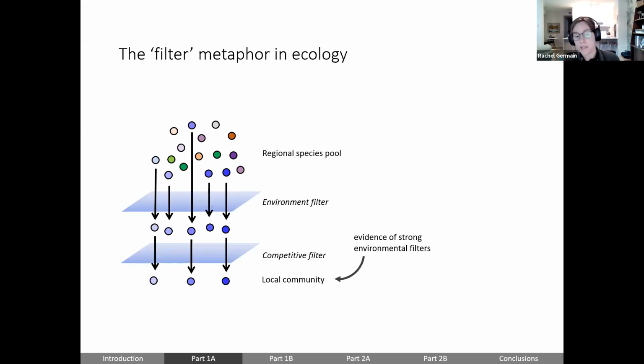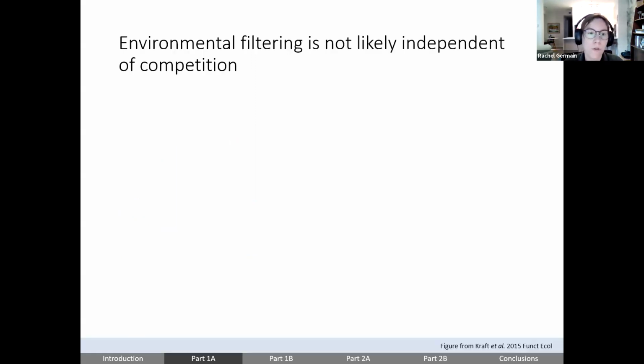If you saw a pattern like this, where local communities tended to be composed of species that are really similar in some ways in their match to the environment, but also really dissimilar in other ways, indicating that they might be able to compete less strongly with each other, this is what we would think of as being evidence of strong filters shaping that community. But of course, environmental filtering is not likely independent of competition.